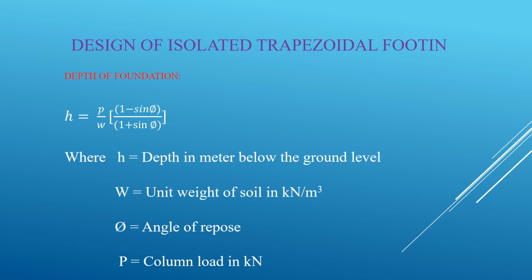depth in meters below the ground level, W is the unit weight of soil in kilonewton per meter cube, phi is the angle of repose, and P.